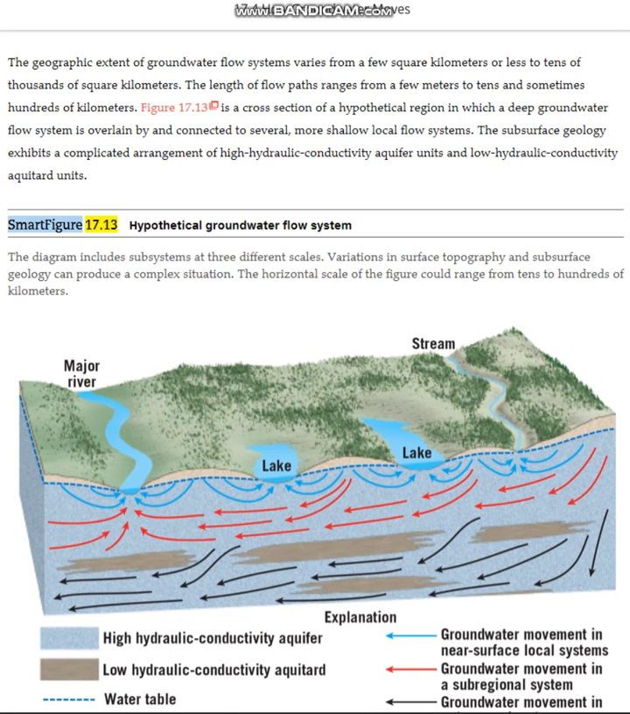Smart Figure 17.13, Hypothetical Groundwater Flow System. The diagram includes subsystems at 3 different scales. Variations in surface topography and subsurface geology can produce a complex situation. The horizontal scale of the figure could range from tens to hundreds of kilometers.